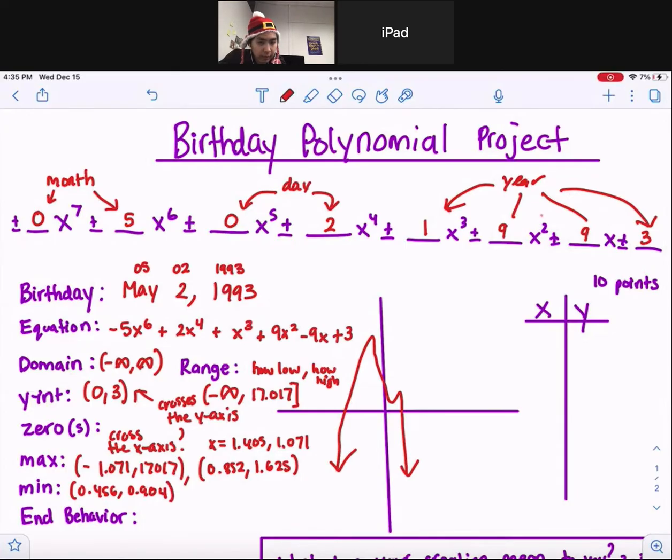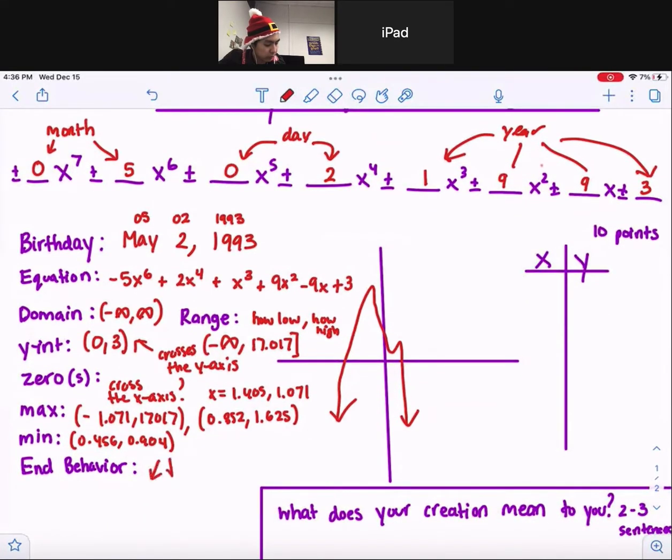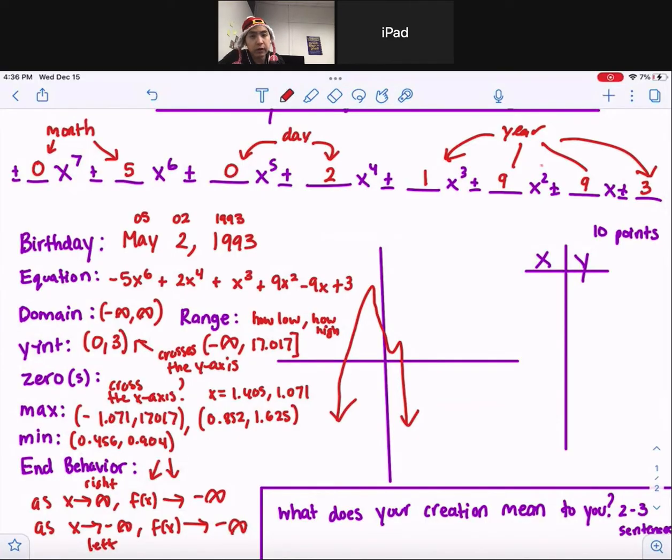Okay. And behavior. So for my graph, you guys, it goes down, down. So as x is going to infinity, meaning to the right, f of x, your y value, guys, it's going down. On the right-hand arrow, you guys, it's going down, approaching negative infinity. As x goes to negative infinity, which is going to the left, so the left arrow, my left arrow is going down, so negative infinity. So again, based off your end behaviors, it will be different. So just describe what the right-hand arrow is doing and what the left-hand arrow is doing.